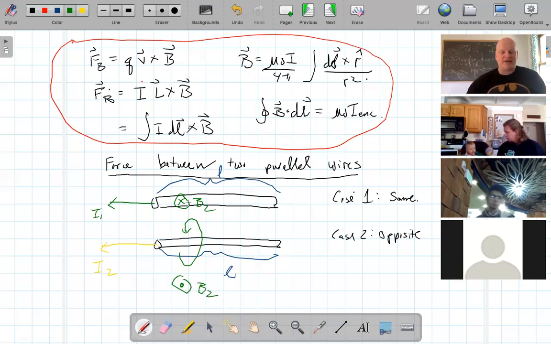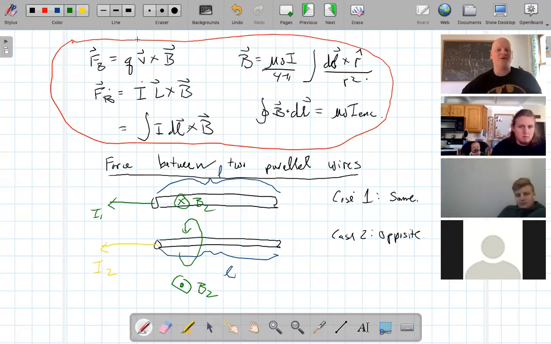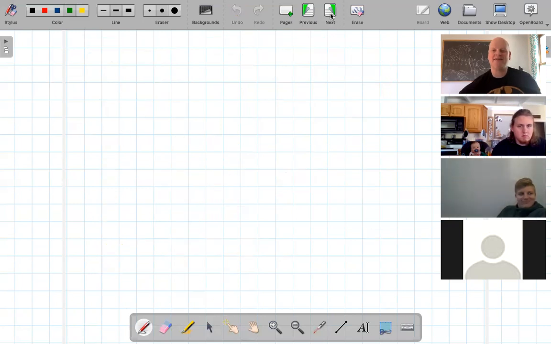So let's look at this portion here. What we care about, at least at this stage, we'll talk about the direction of the force in a second, is the angle between the current and the magnetic field. In this case, my current is going to the left, my magnetic field is going into the board. So what's the angle between those two things? 90. 90, good.